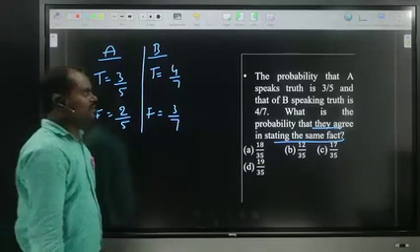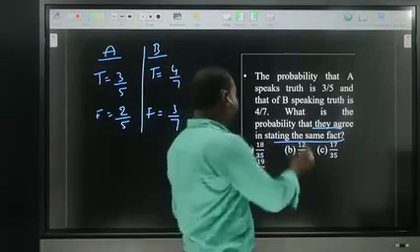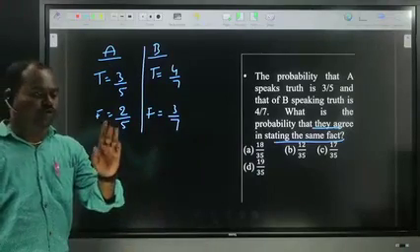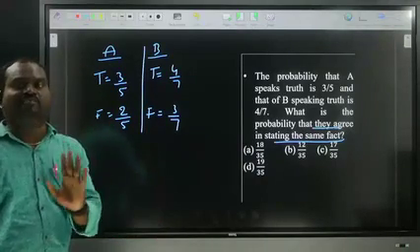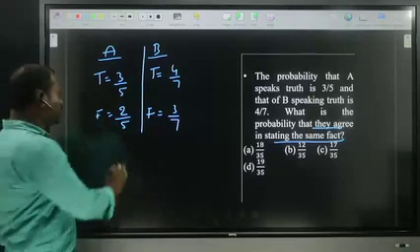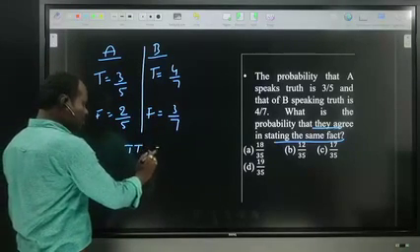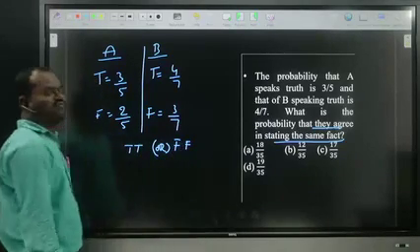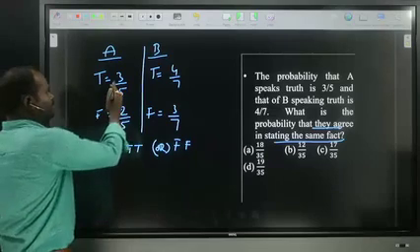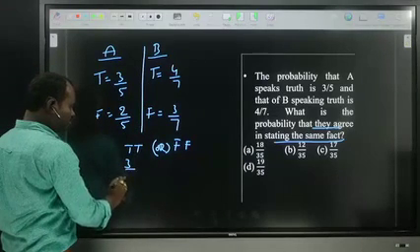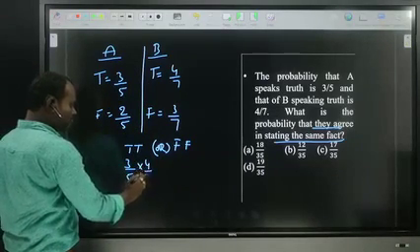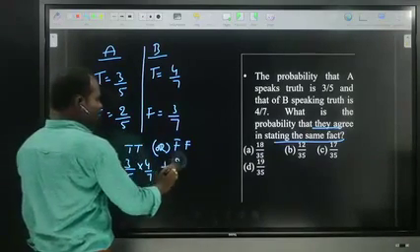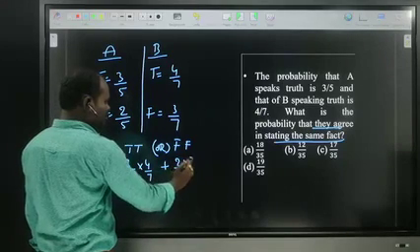Now, what is the question asking? Find the probability that they agree in stating the same fact. That means either both should speak true, or both should speak false. Both true means 3 by 5 into 4 by 7. Or means plus. Both false, 2 by 5 into 3 by 7.